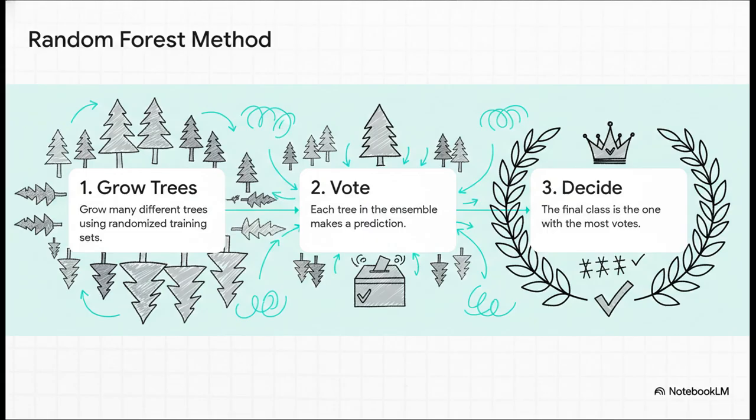First, you grow hundreds, maybe thousands of slightly different trees by training each one on a random sample of your data. Then, to classify something new, you let every single tree in that forest vote on the outcome. And finally, the classification that gets the most votes wins. It's basically democracy for data.